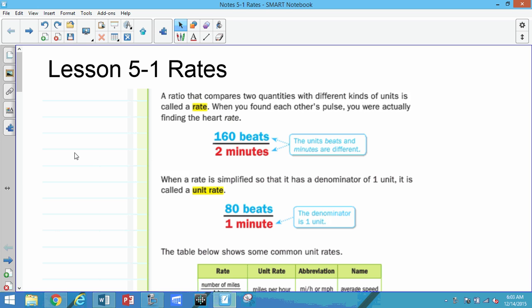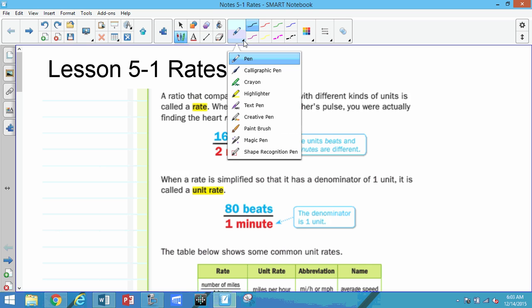So this first lesson is 5-1, rates, and the notes here are not in your textbook. So you're going to have to pause probably a little bit more and copy the things that I want you to copy down. Be diligent of that, but you should be able to see the information, and if you struggle, see Mrs. Shaw.